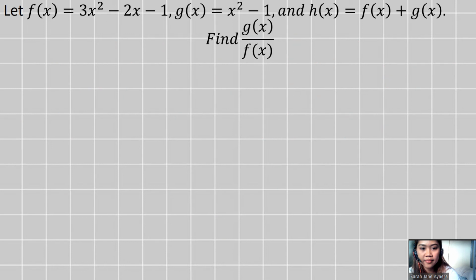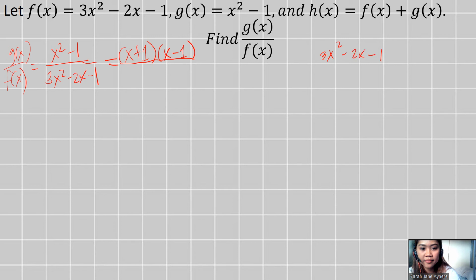Now, let us find g of x over f of x. So, g of x over f of x is equal to x squared minus 1 over 3x squared minus 2x minus 1. So, in this case, we are going to factor the numerator and the denominator. So, as you can see, x squared minus 1, this is difference of two squares. If you could remember the pattern, we can factor this by x plus 1 times x minus 1. And the denominator, 3x squared minus 2x minus 1. So, to factor this, we have here 3x squared minus 2x minus 1.